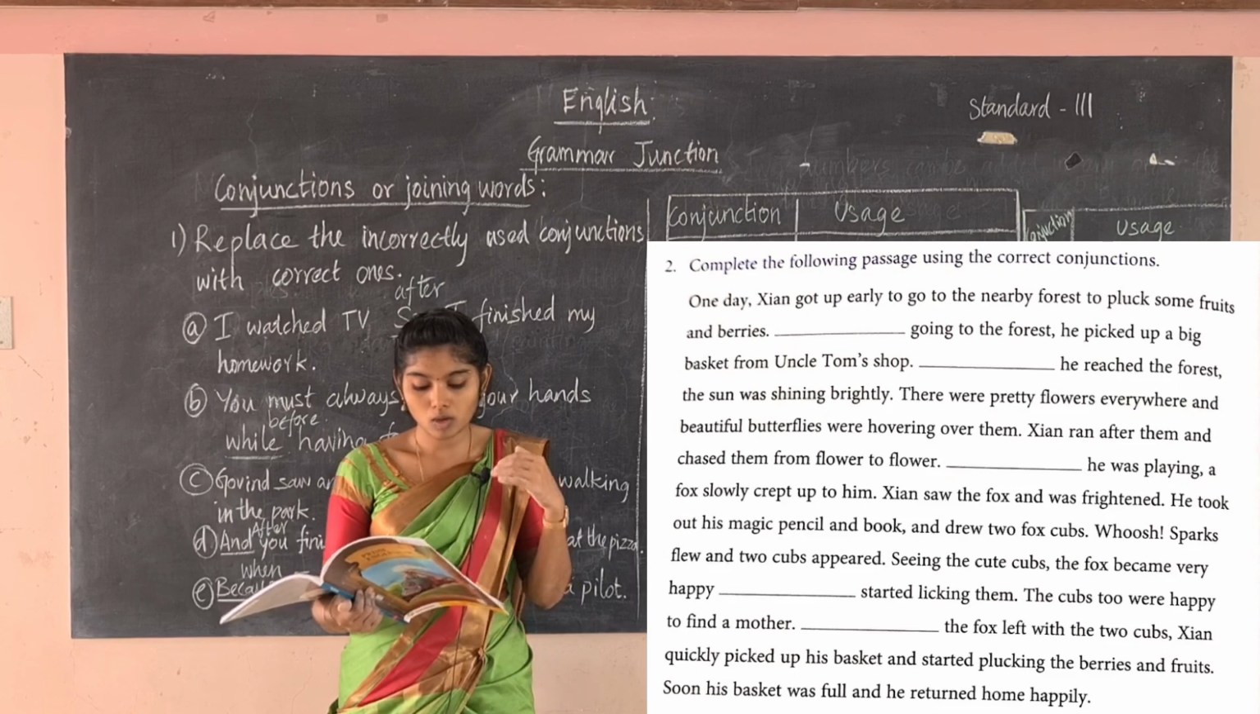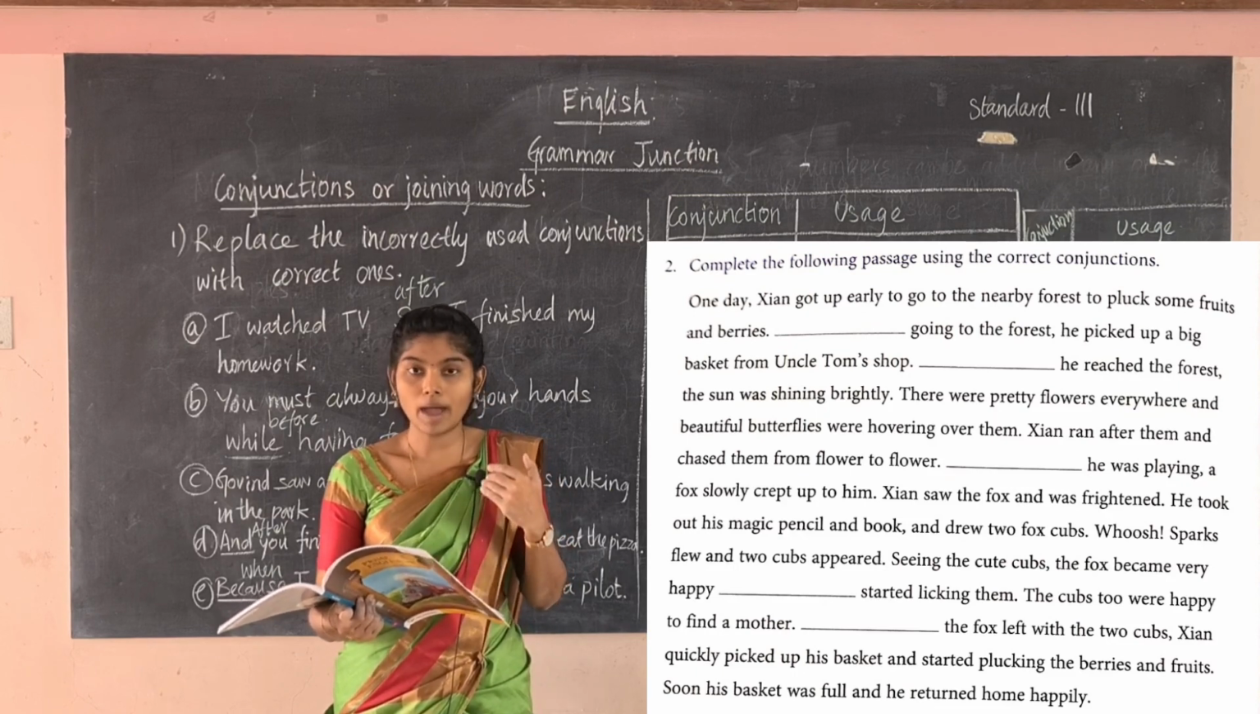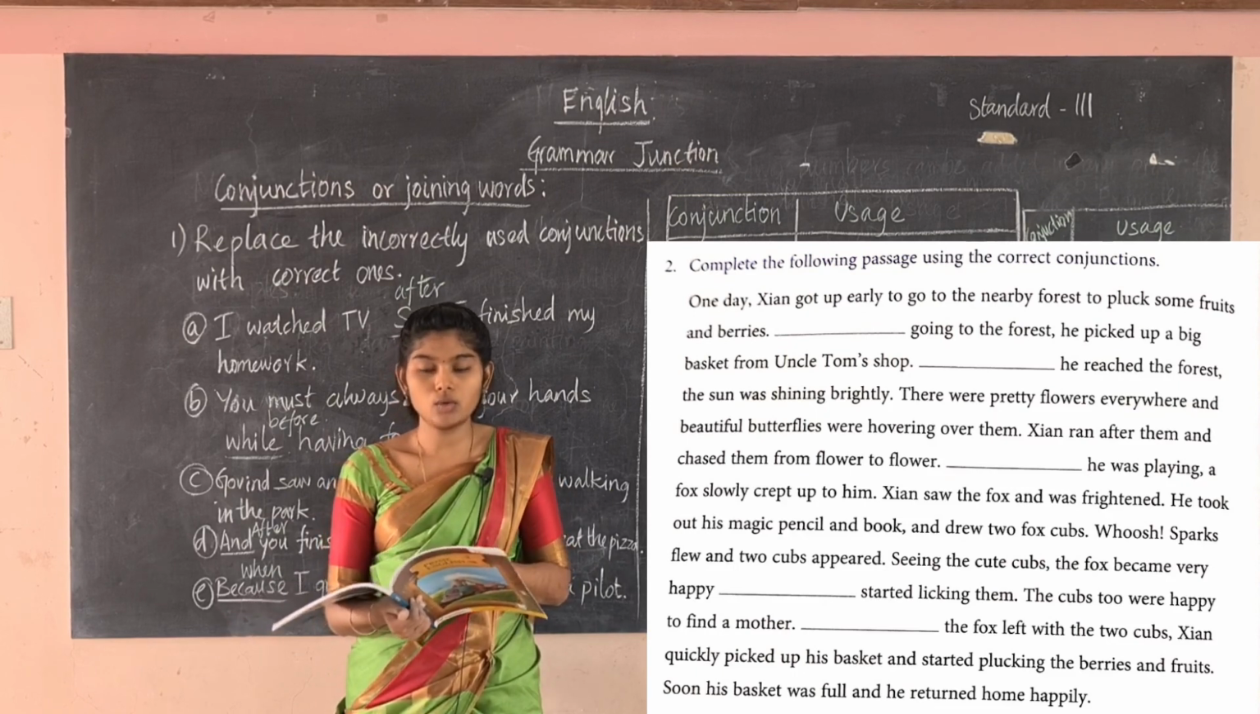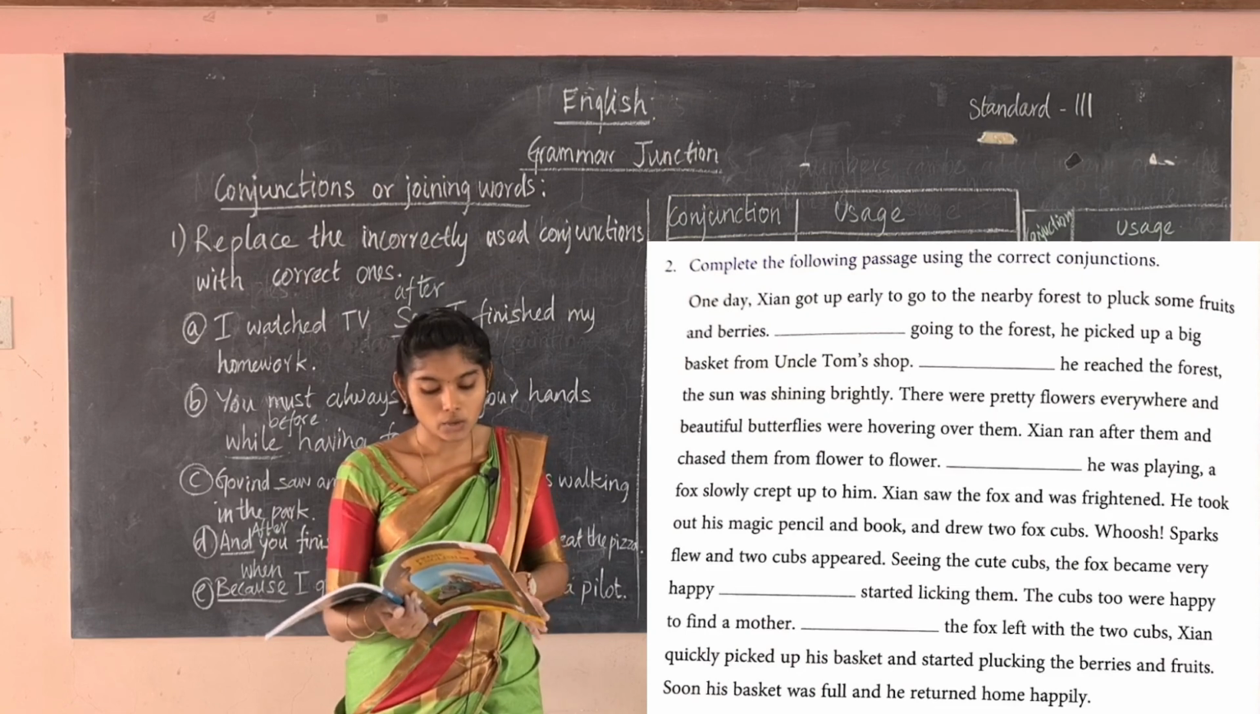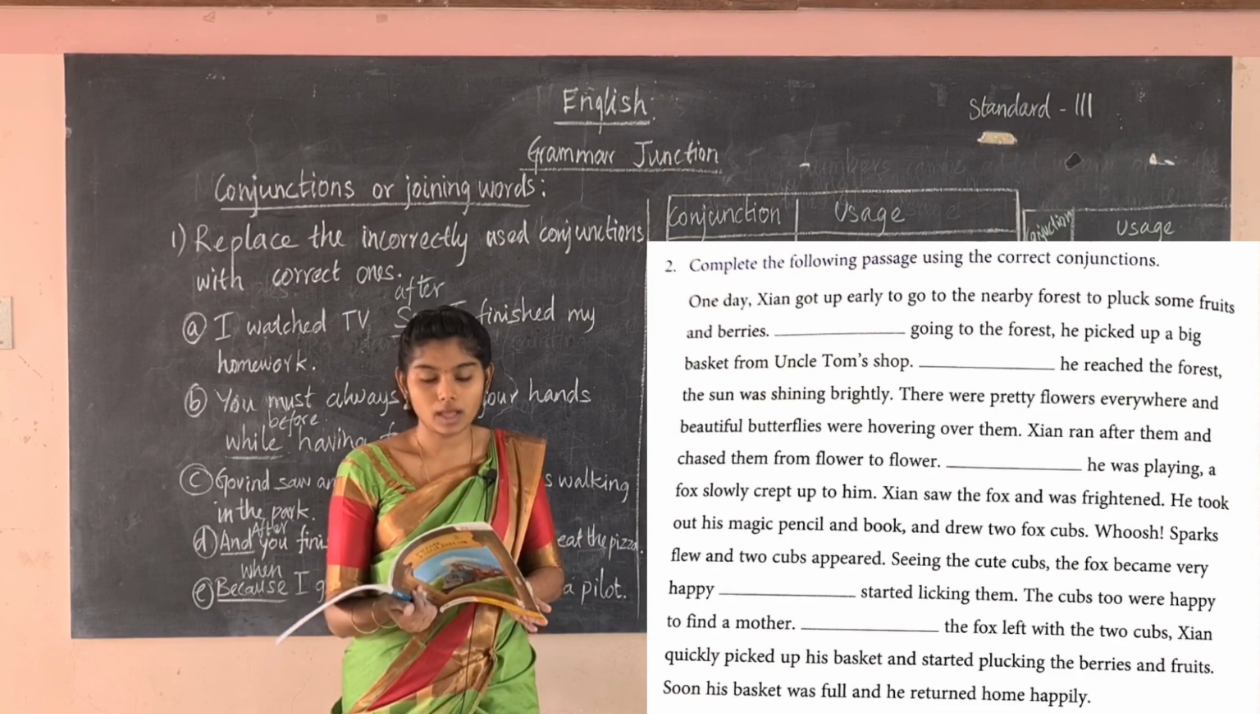Soon his basket was full and he returned home happily. So you know where to use the conjunction words correctly. So fill in the blanks given there in your book.